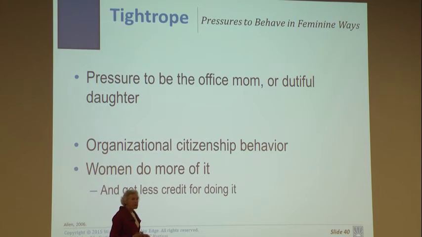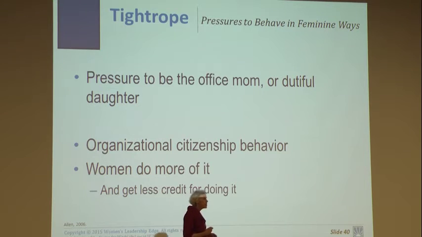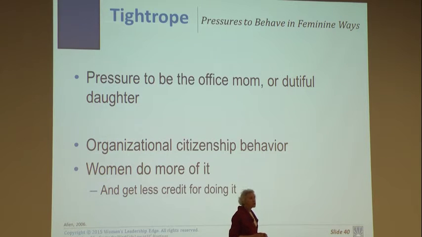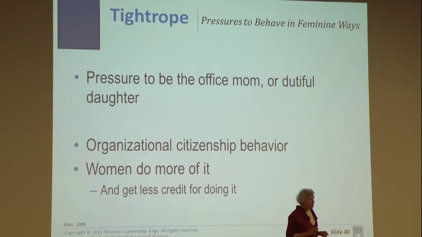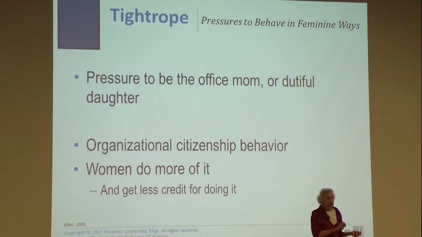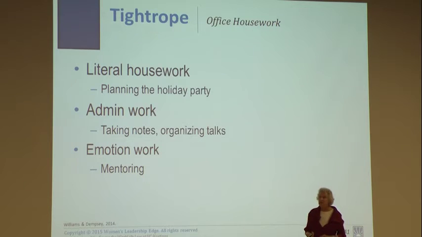Here's another way the tightrope plays out. It's in terms of pressure to behave in feminine ways, pressure to be the office mom or the dutiful daughter who aligns with a brilliant man but never threatens him, or to engage in what sociologists call organizational citizenship behavior. Women do more of it, they get less credit when they do it. This is what Rachel calls doing the office housework. It consists actually of 4 quite different sorts of things.